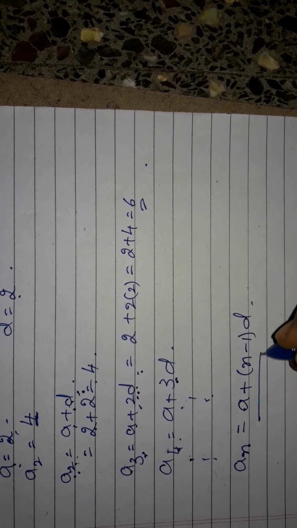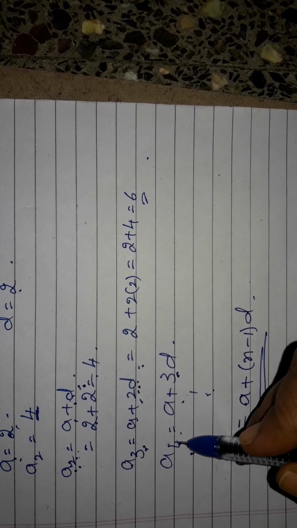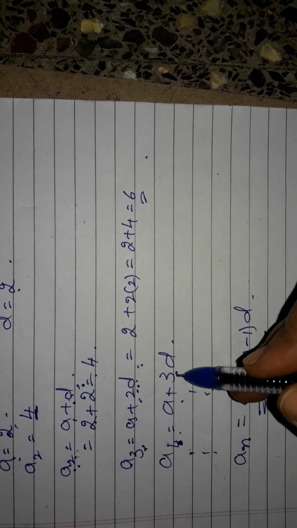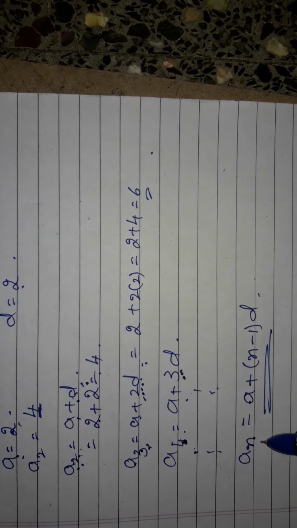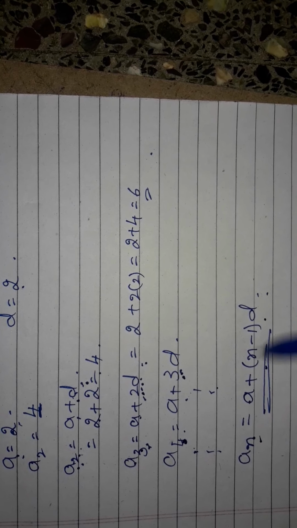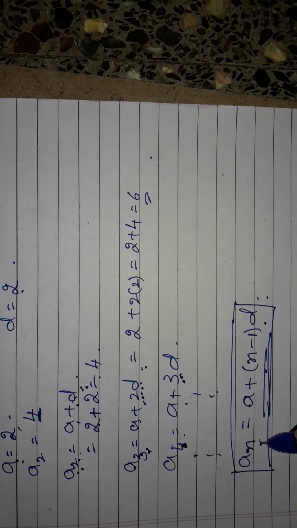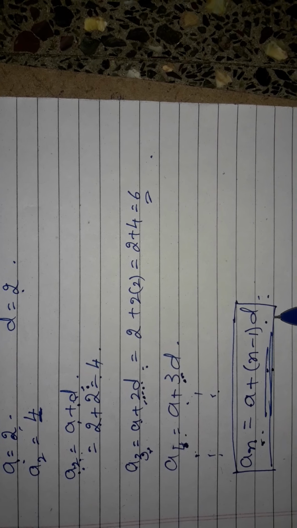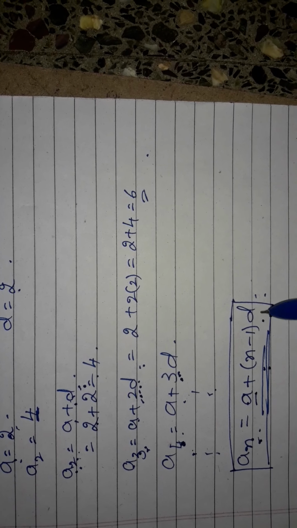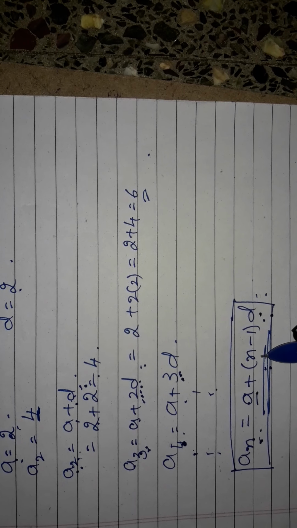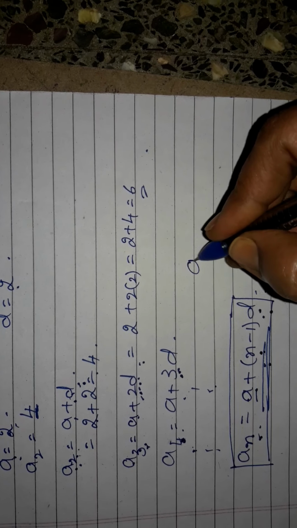See how easy it is to understand and to memorize. When 4 is there, the number is one less, 3. When 3 is there, it is 2. So an equals a plus n minus 1 into d. This is the formula to find the nth term of any arithmetic progression. Here a is the first term, d is the common difference, and n is the number of terms. Let's see a15.